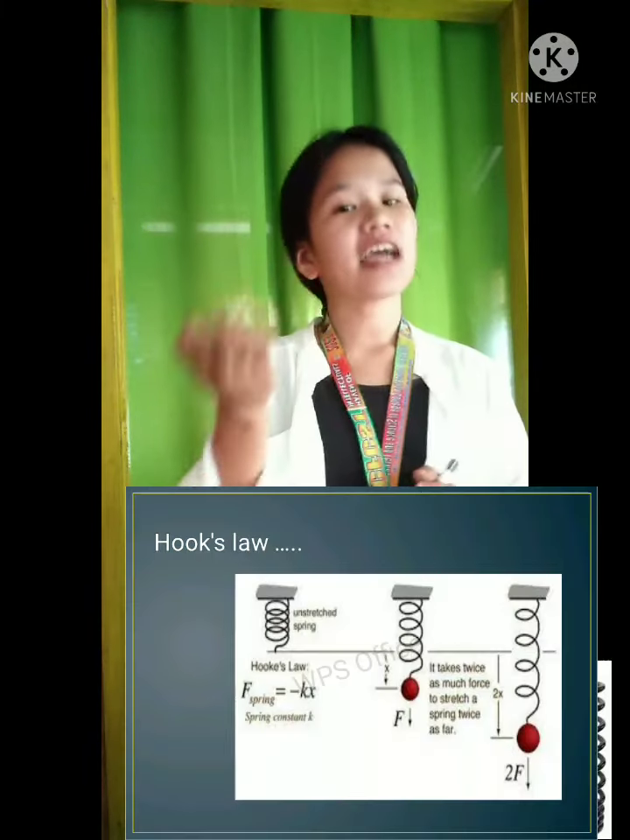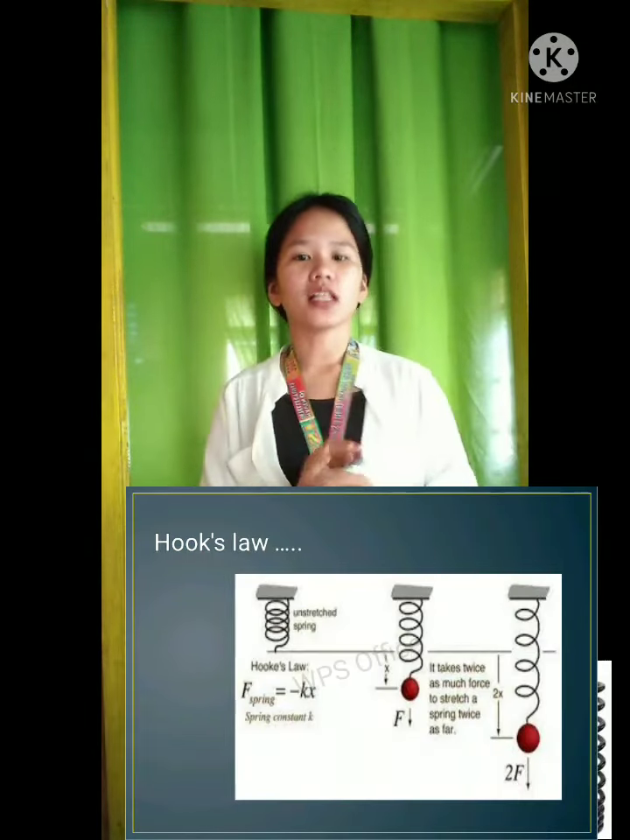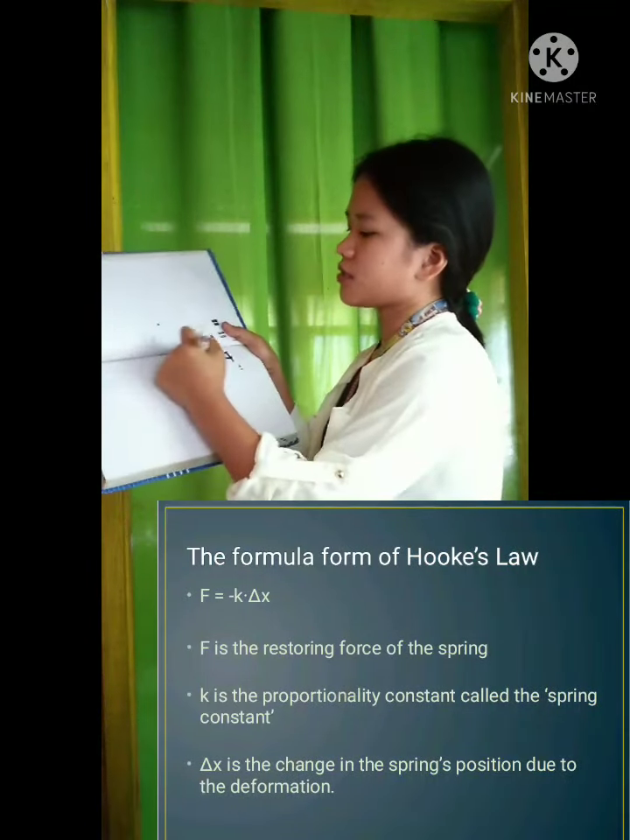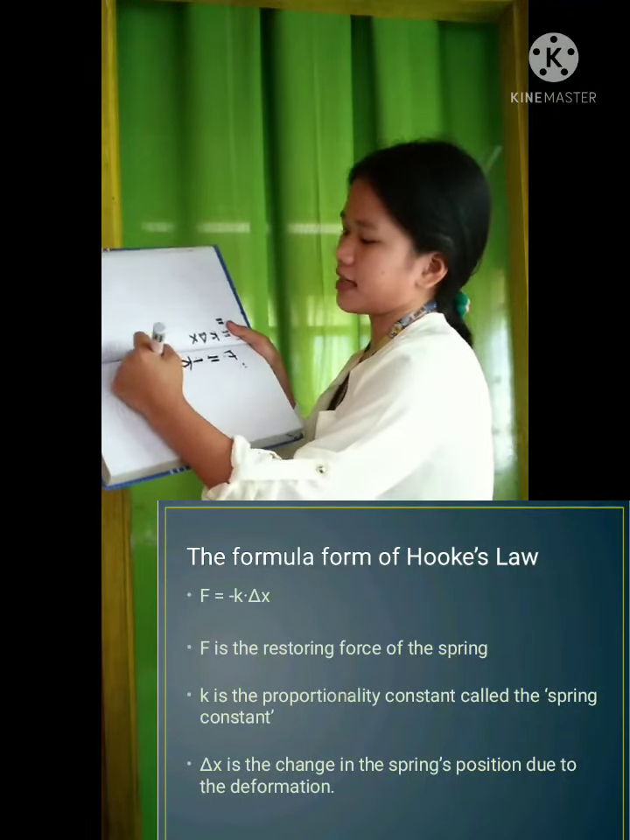Now, let's proceed with the calculation, where we will use Hooke's law. Hooke's law says the restoring force required to compress or stretch a spring is proportional to the distance the spring is deformed. The formula form of Hooke's law is F equals negative k delta x.